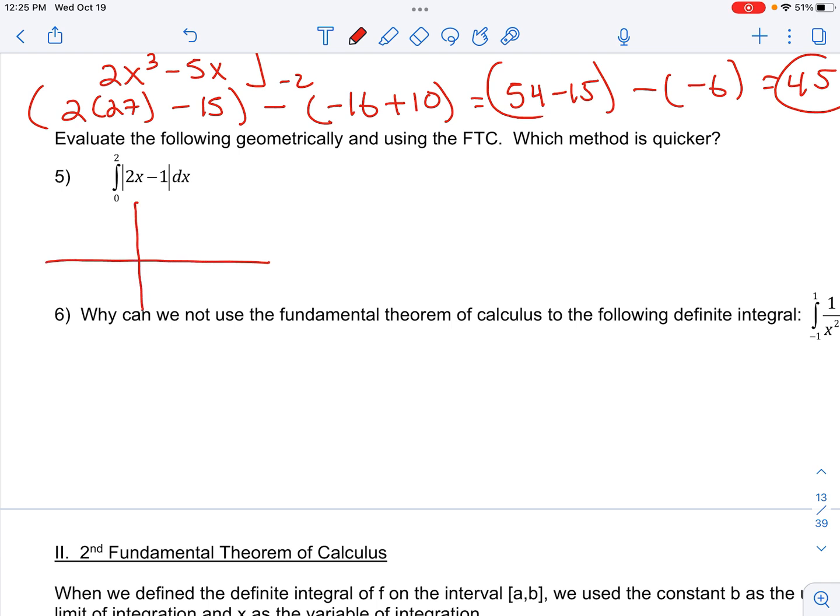So this function here is an absolute value function. I know the vertex is at 1/2 because it makes that 0. So it looks something like this. This is saying find the area underneath the curve from 0 all the way to 2. So basically we're just adding the areas of the two triangles.